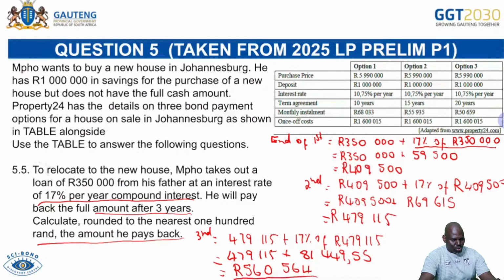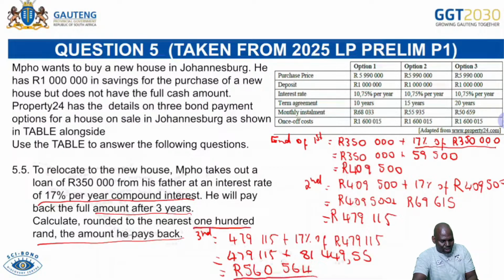Let's check the question again. To relocate to a new house, Mpo takes out a loan of 350,000 from his father at an interest of 17% per year compounded interest. He will pay back the full amount after 3 years. Calculate, rounded to the nearest 100. Okay, here we've got the amount, which is 560,564.